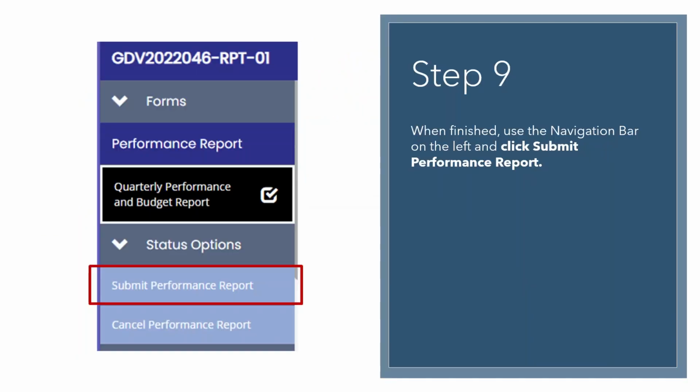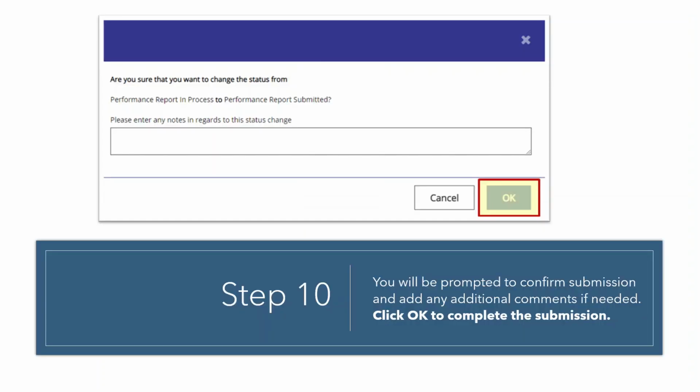Once you have completed all required areas, use the navigation bar on the left and click Submit Performance Report. You're not done just yet. In step 10, you will be prompted to confirm submission and add any additional comments if needed. Once you click OK, your quarterly performance and budget report will be submitted.